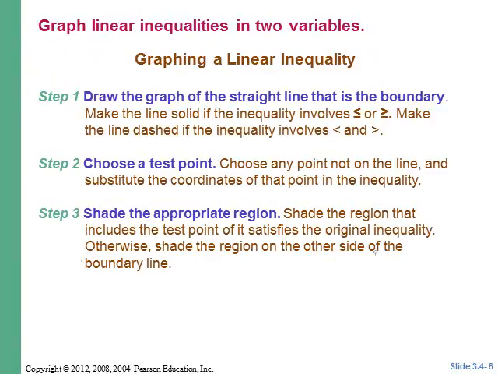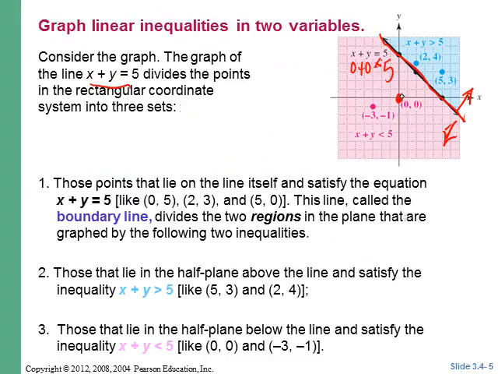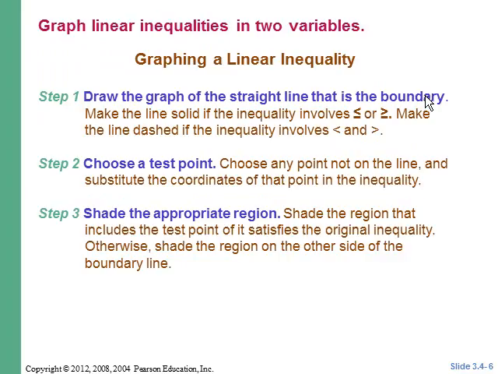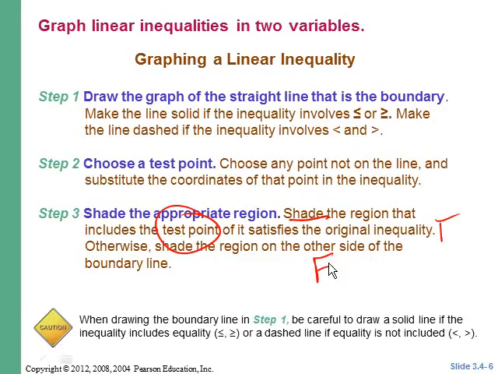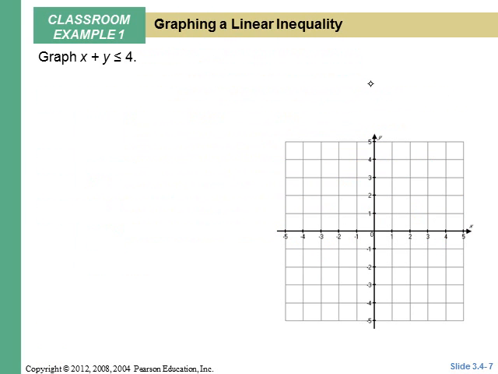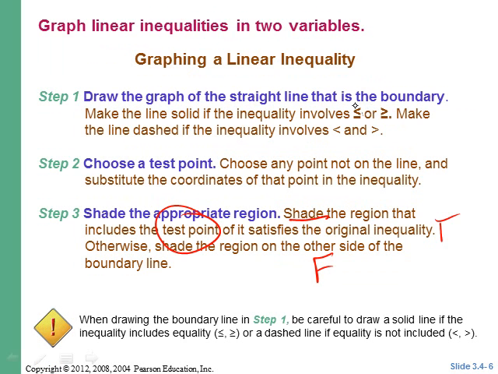Okay, so what you do is, I always choose 0, 0, by the way, because that one's an easy point to figure out. Choose a point after you've drawn the line and shade that side that includes the test point if it's true, and the other side if it's false. Make sure that you draw a solid line if you see the equals. You draw a dashed line if you don't see an equals.